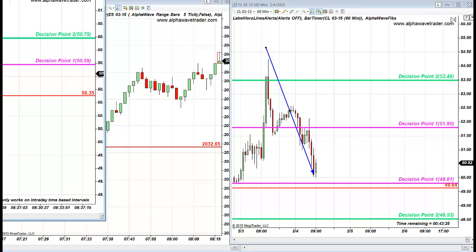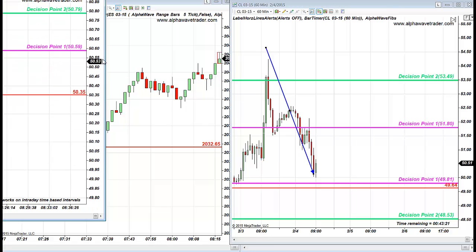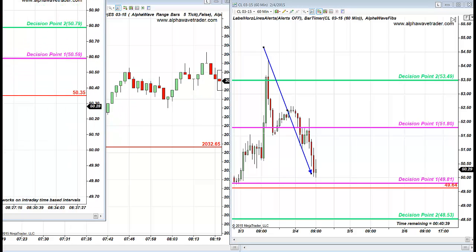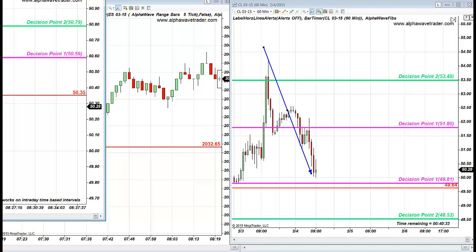Next level, 50.79. This is major obstacle. End of minor trend on larger time frame. So here we are. That's the picture perfect reminder. On a larger time frame, 50.59 was the key level. The same level on oil to the downside.